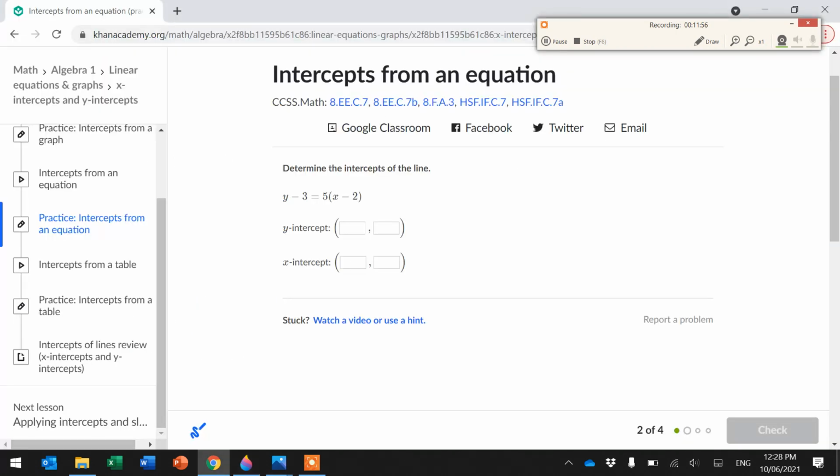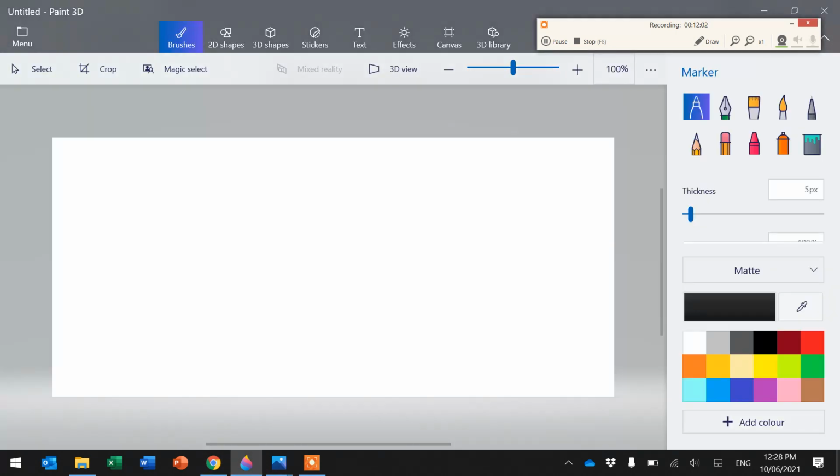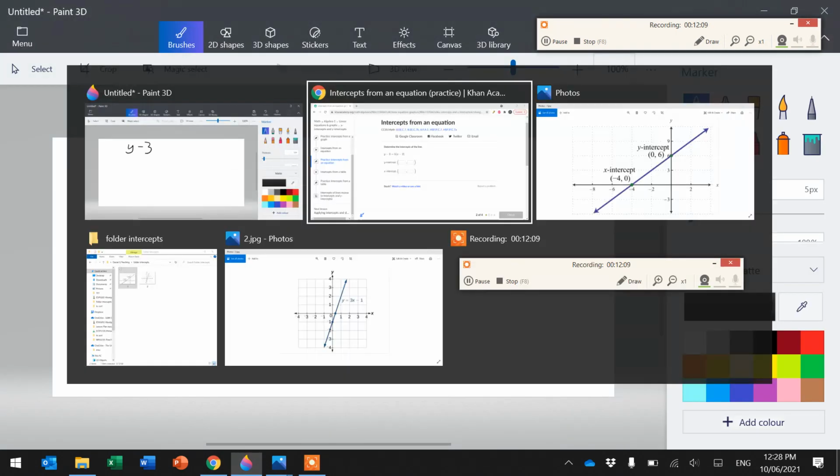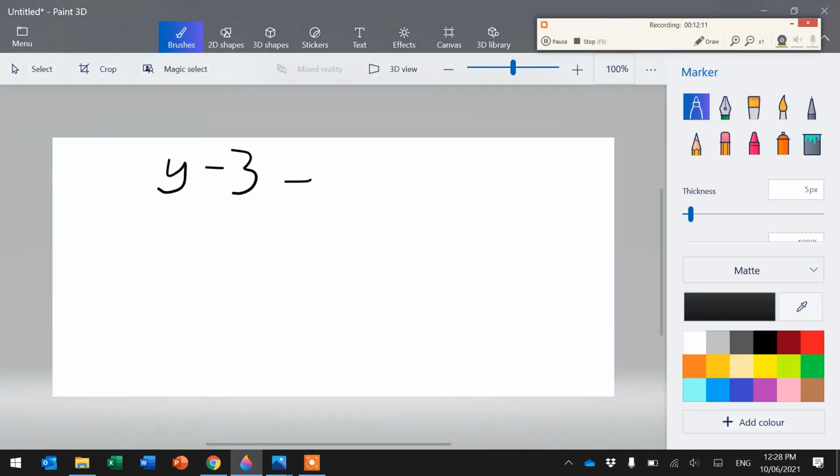Next one: y minus 3 equals 5 times x minus 2. Well, they've made this one a lot harder. y minus 3 equals 5 times (x minus 2). So first up, we're going to make y equals 0.